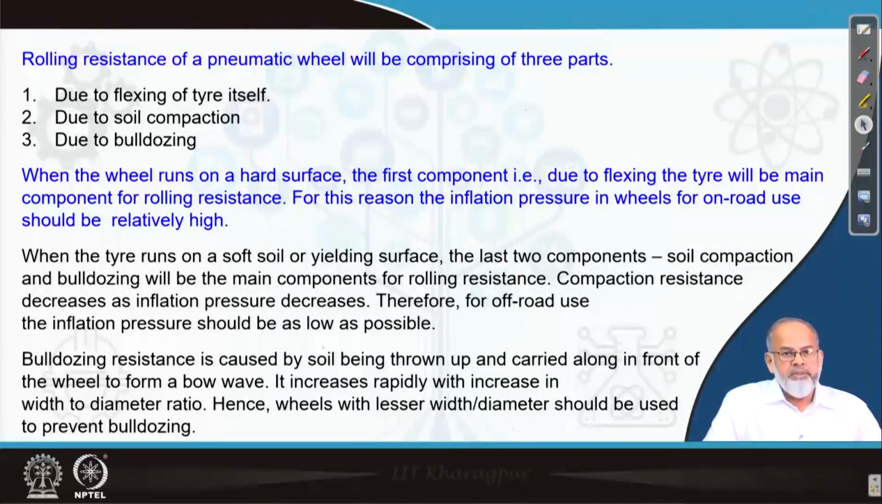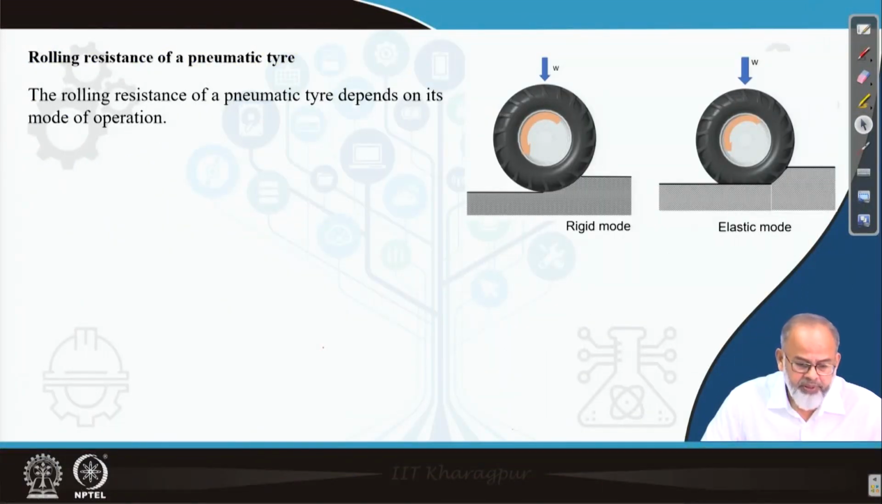Coming to the bulldozing resistance, this is basically caused by soil being thrown up and carried along in front of the wheels, which forms a bow wave. It increases rapidly with increase in width to diameter ratio. So wheels with a lesser width to diameter ratio should be used to prevent bulldozing. This is the background of rolling resistance of a pneumatic wheel.